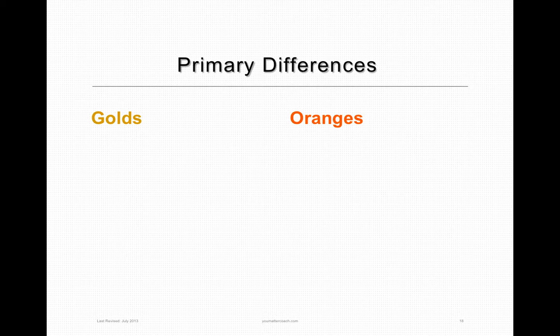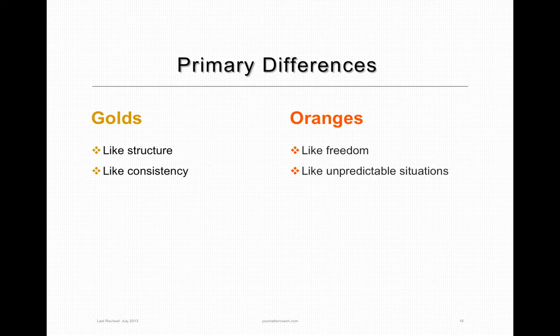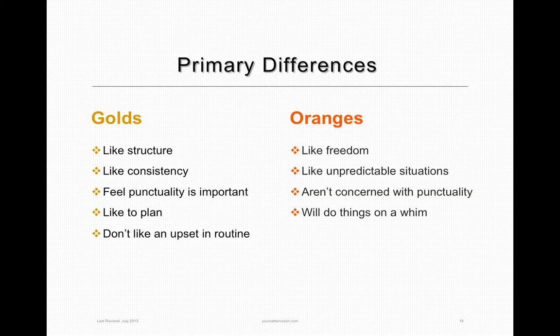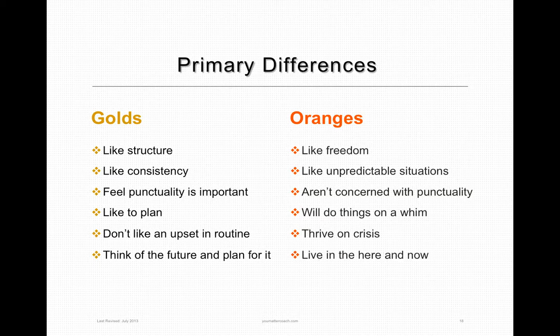All right. And so now we have golds and oranges. Gold loves structure, oranges, not so much. Golds love consistency, oranges, not so much. They like the unpredictability. Golds feel punctuality is important, oranges, it doesn't matter so much. Golds love to plan, oranges, not really. That sounds probably pretty boring to most oranges. Golds don't like an upset in the routine, oranges thrive on crisis. Golds think of the future and plan for it, and then of course, oranges live in the here and now.